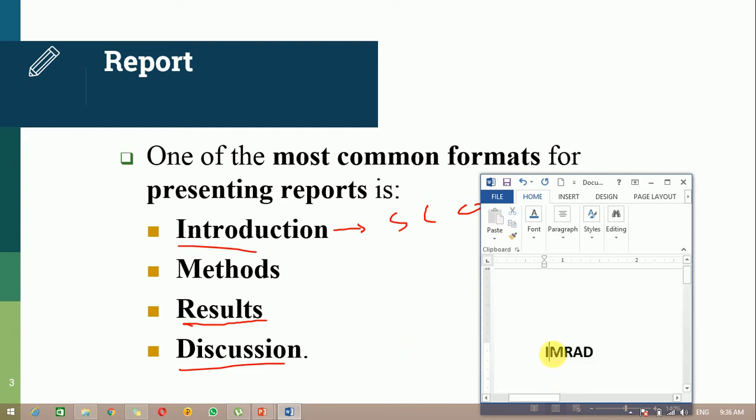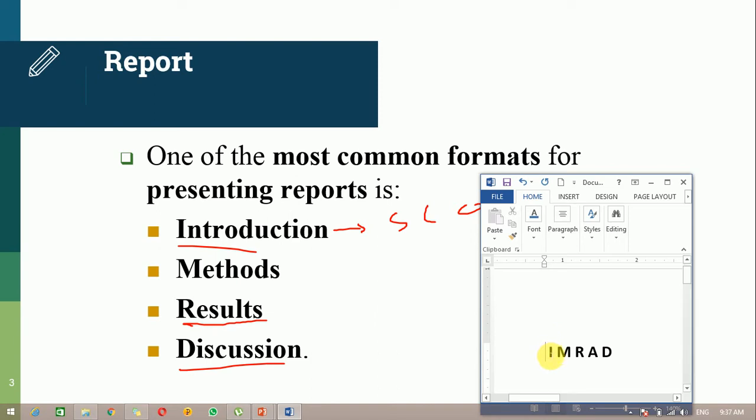In IMRAD, I is for introduction, M for method, R for results, A for and, and D for discussion. So IMRAD is an acronym that we use for the report format or the report structure. The most common way to structure a report is often referred to as IMRAD, sometimes used for laboratory work, and sometimes it is the default structure for many report types in other genres.